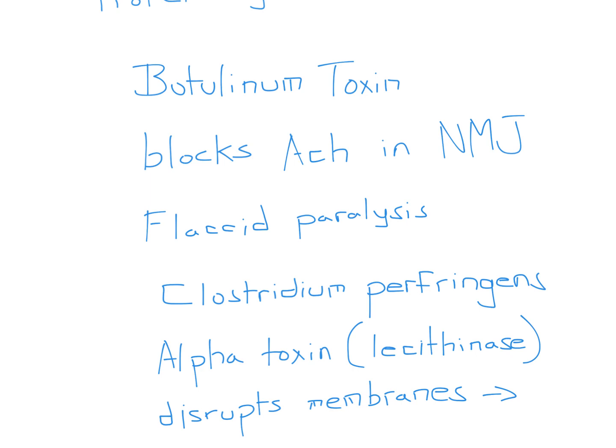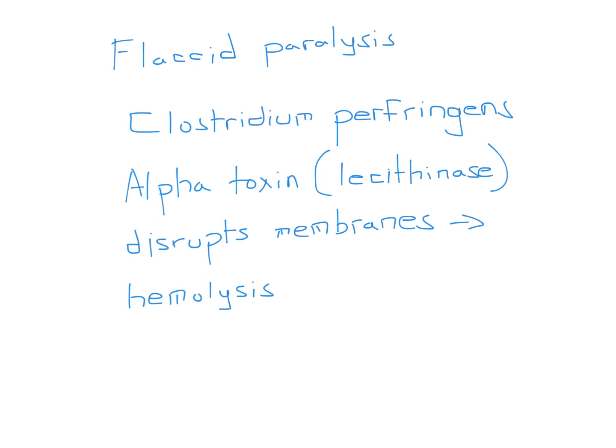And so for the final part, we have Clostridium perfringens. So for this one, we have the alpha toxin, also known as lecithinase. And so this one disrupts membranes. So essentially, if you disrupt the wall around the red blood cell, you end up getting hemolysis, right? So you're essentially weakening the barrier between it and the external environment. So that's going to result in the plasma getting into the red blood cell, and you end up causing hemolysis in that way.